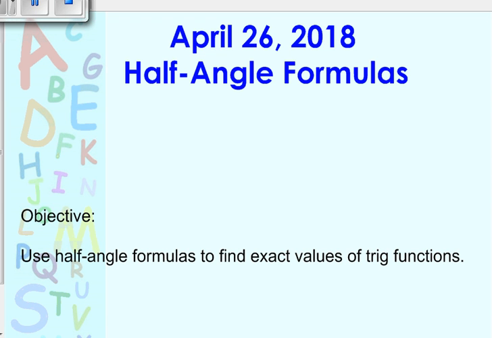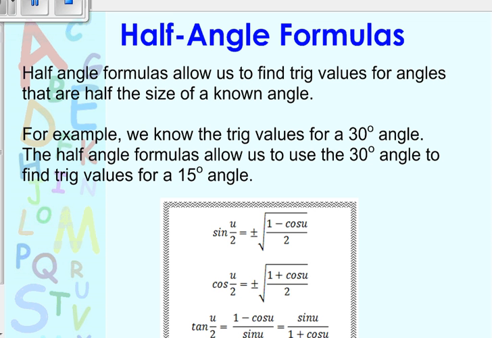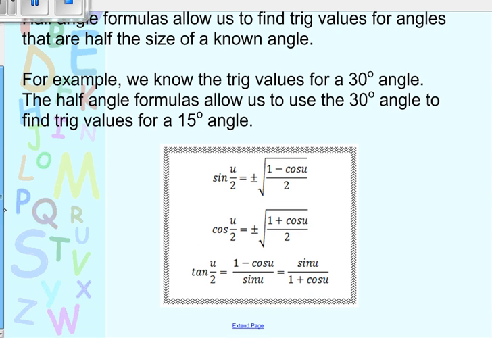Okay, so in this video we're going to talk about using the half angle formulas. Again, we would use half angle when we know that the angle is not on the unit circle, but we can double that angle to get some sort of angle on the unit circle. So your half angle formulas are as follows.